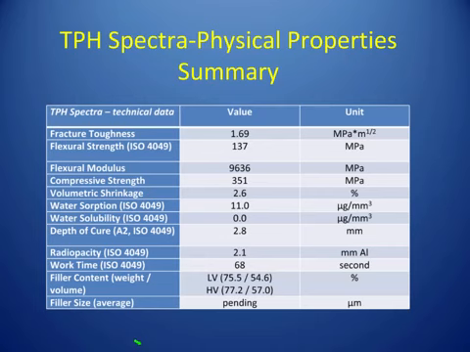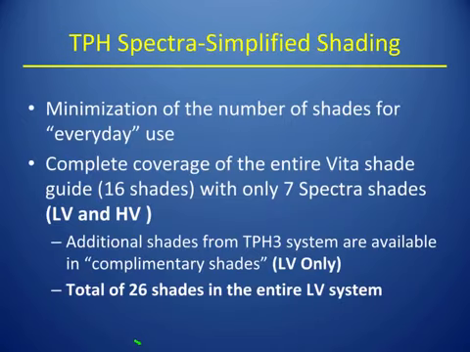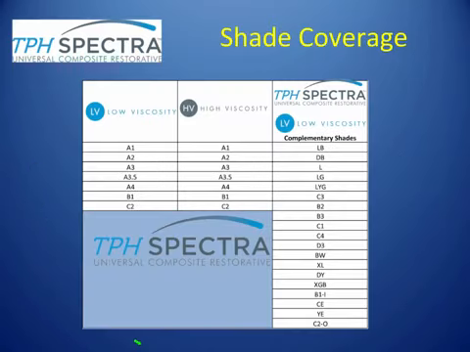The simplified shading system, as I mentioned, 7 shades will cover the entire Vita shade guide. We have a conversion chart. I'm sure that's in all of your sampling kits and would be provided to you by the sales groups. The LV and the HV both have these 7 base shades. We do have a complete line of complementary shades only available in an LV viscosity, not both viscosities. But if there are some odd shades and odd teeth in your practice, you would be able to find all these multiple shades. But we're very confident that with only 7 shades, you can adequately treat almost any tooth in your office. Here's another conversion chart for that.